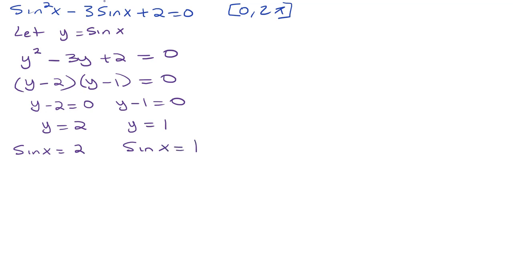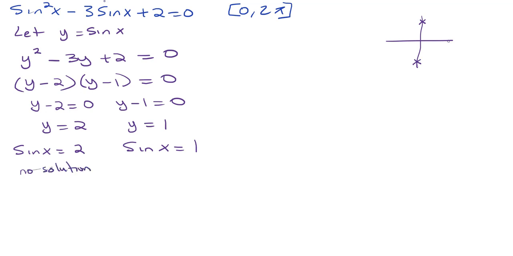If we want to, let's go ahead and put together a unit circle. Remember with our unit circle, sine and cosine only have values from negative 1 to 1. So sine can never be less than negative 1, and it can never be greater than 1. So when you have sine x equal to 2, this is going to be no solution.